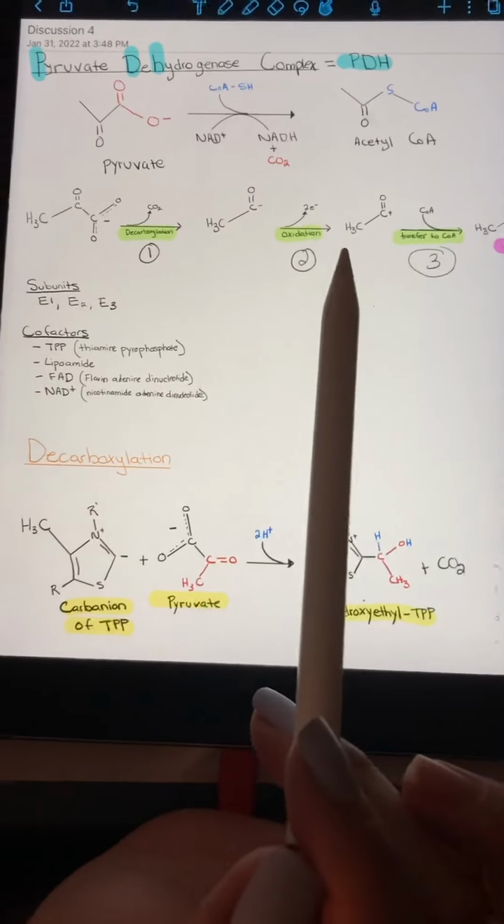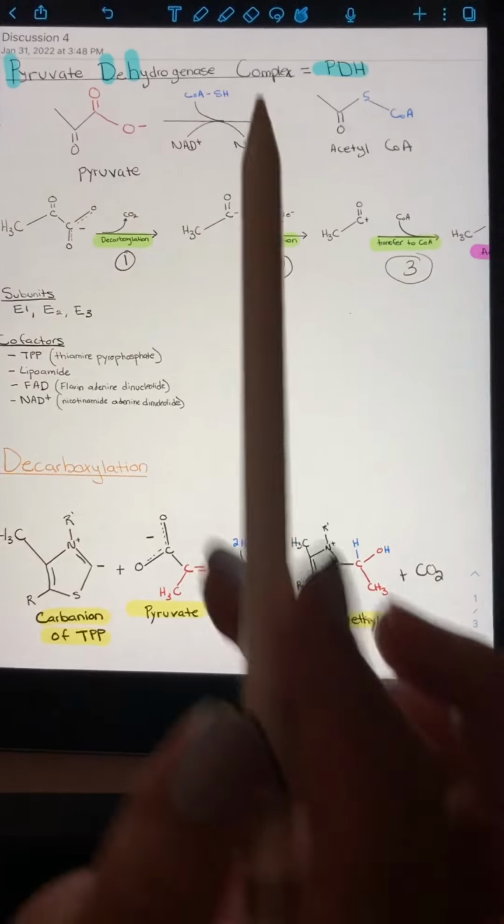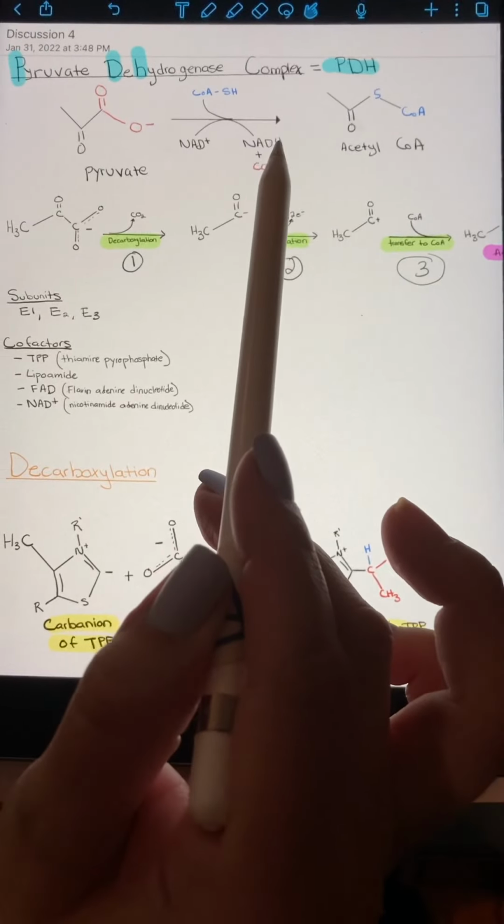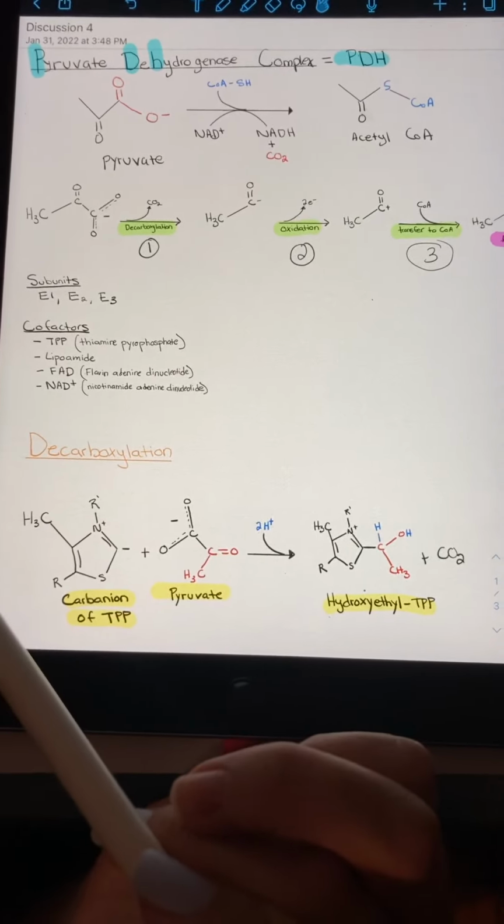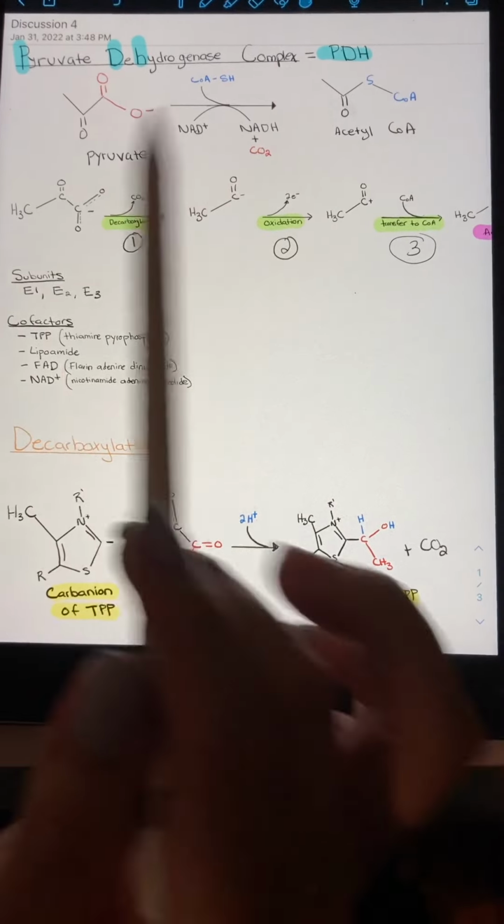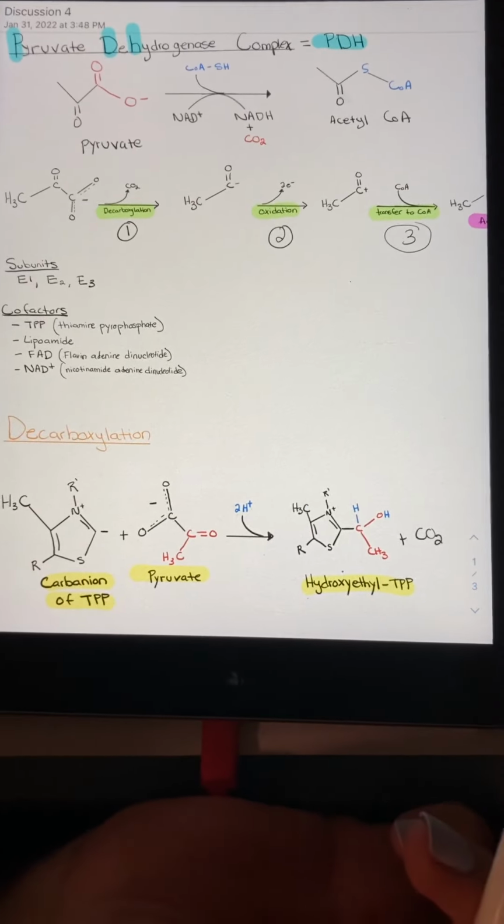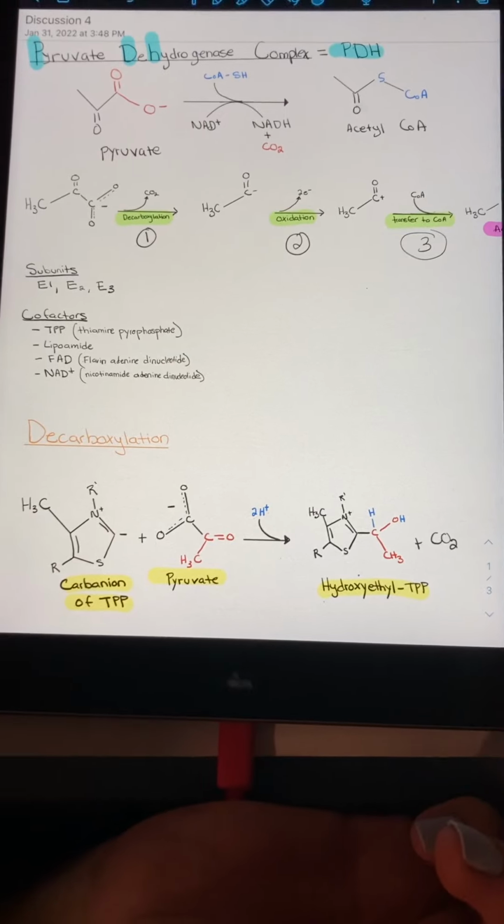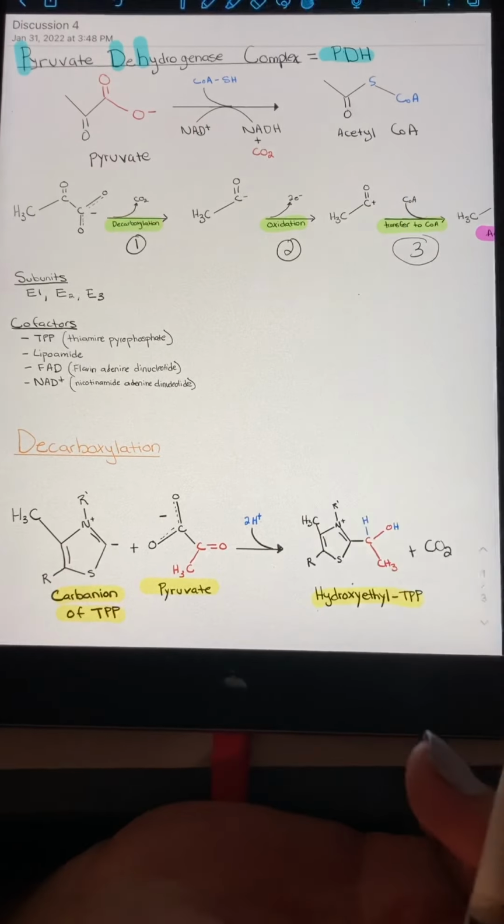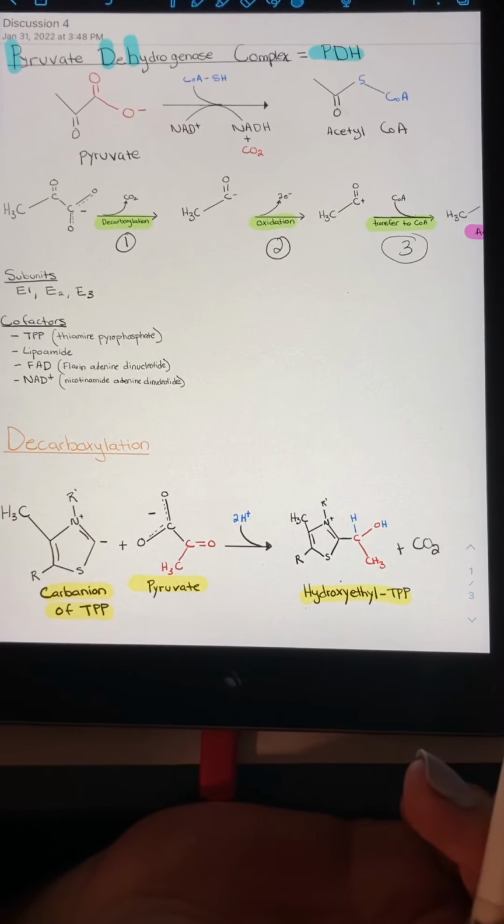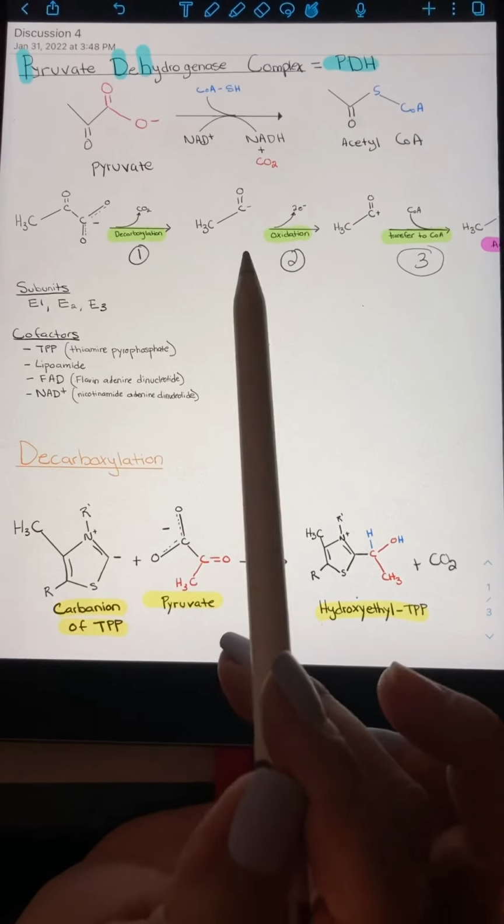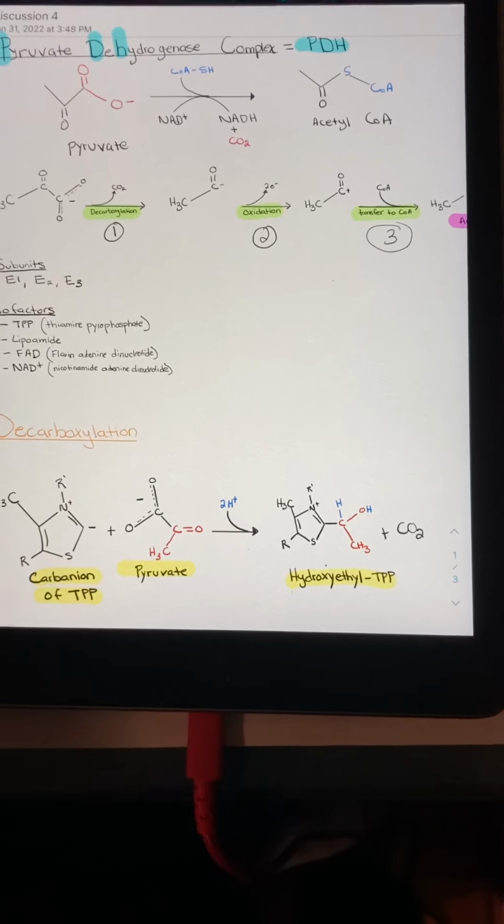acetyl CoA. A molecule of NADH is also produced during this process, and this protein complex mediates the conversion of pyruvate to acetyl CoA. To complete this conversion, there are 3 enzymatic processes that have to occur.